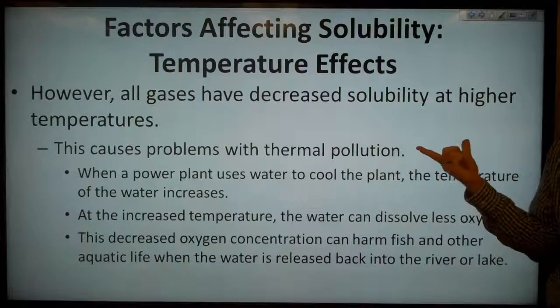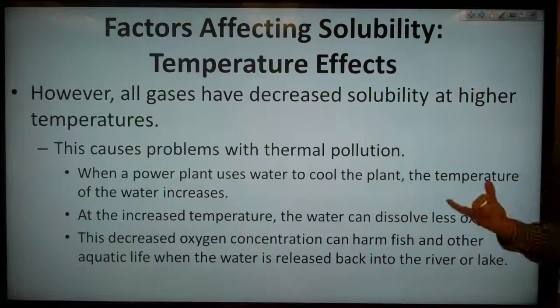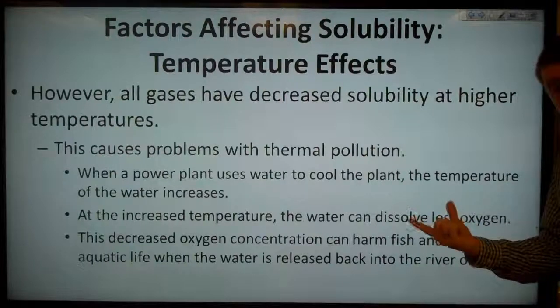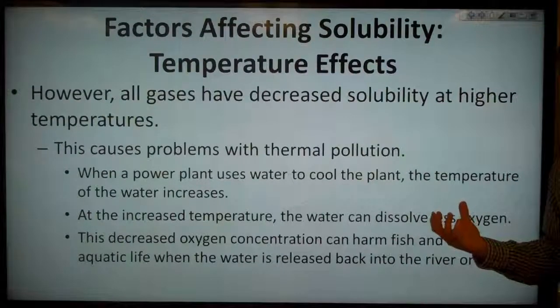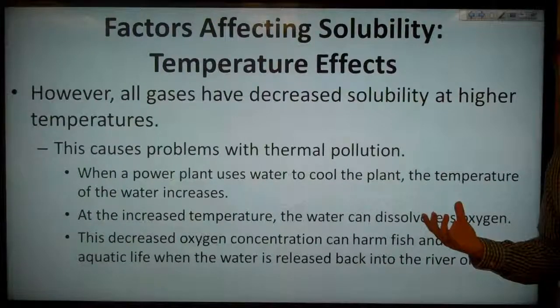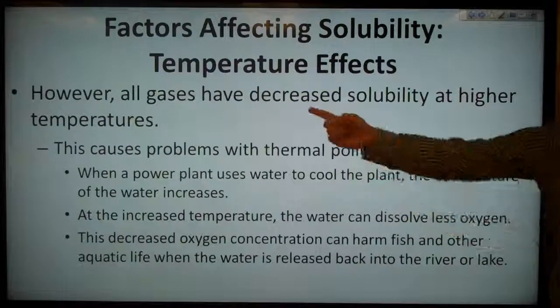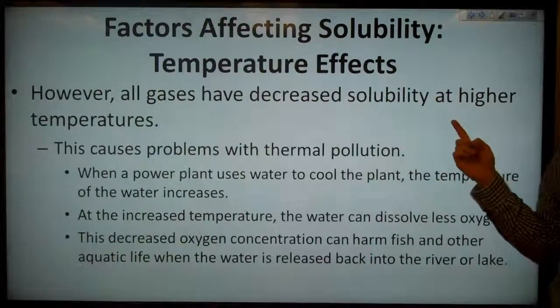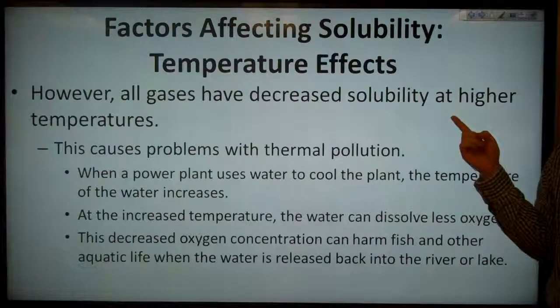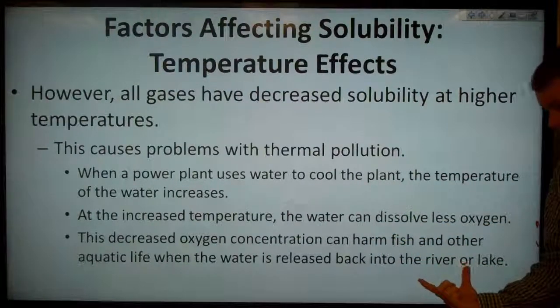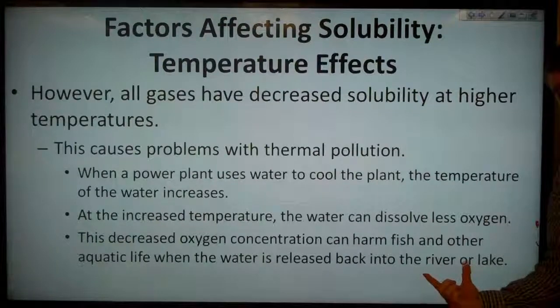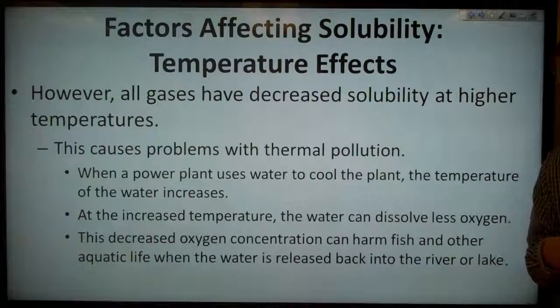And this causes problems with thermal pollution. So, if we have something like a power plant that uses water to cool the plant, the temperature of the water increases. If it pulls in river water from upstream of the plant, it heats up that water a little bit and then dumps it back into the stream. You're heating up the water in the stream, which means that gases have a decreased solubility at higher temperatures. Fish need oxygen to breathe, and this decreased oxygen can harm fish and other aquatic life if the water is released back into the river or lake at a temperature that's significantly higher than the temperature at which it entered the power plant.